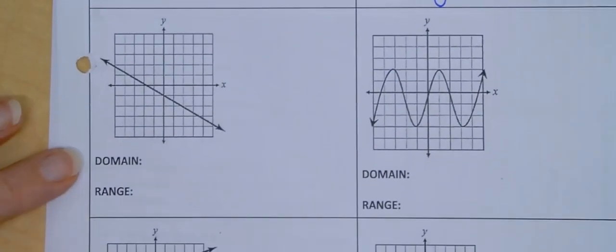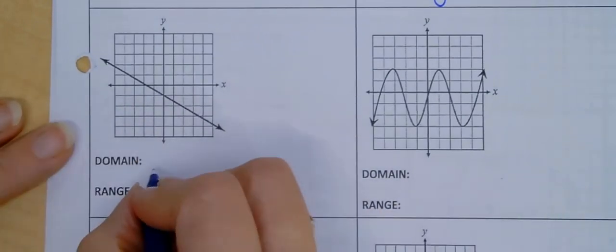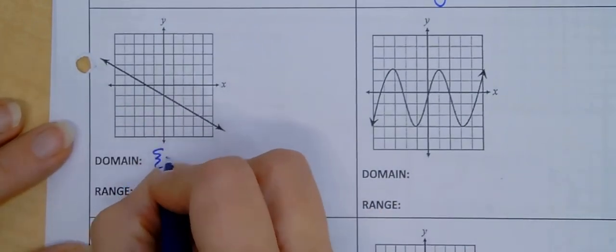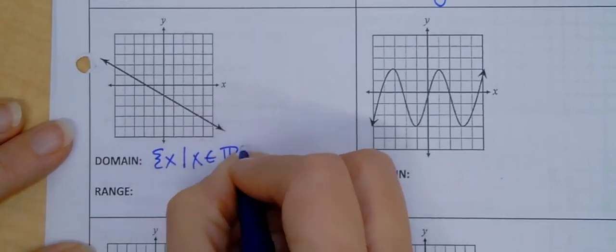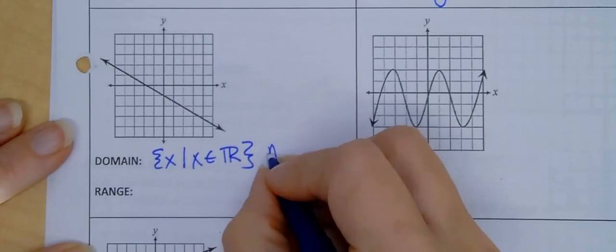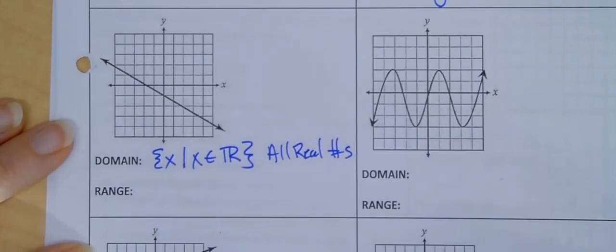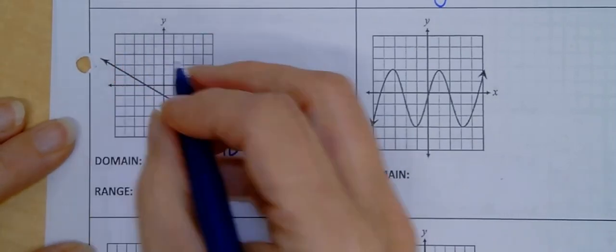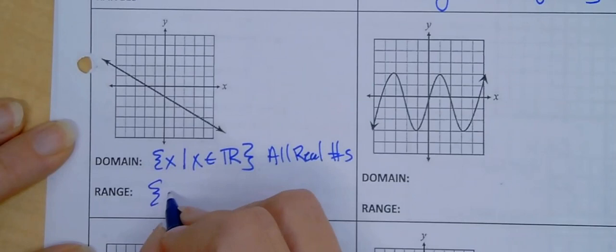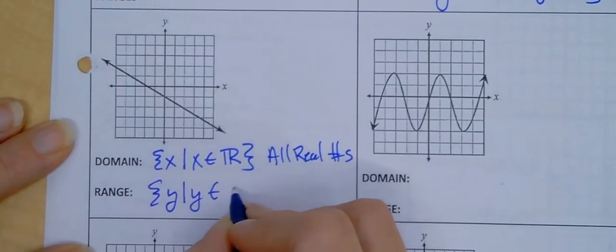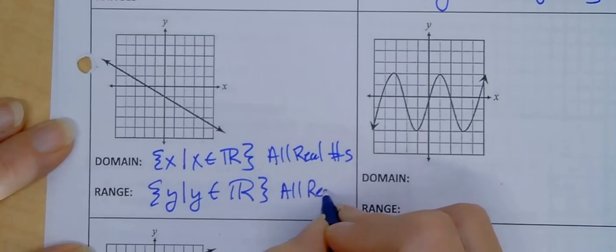Okay, on this one, we go on forever in both directions. So my domain, x, is x such that x is an element of the real number system, or all real numbers. Okay, my y, I can see that I'm going on forever down, forever up, so same thing for y. Y such that y is an element of the real number system, or all real numbers.